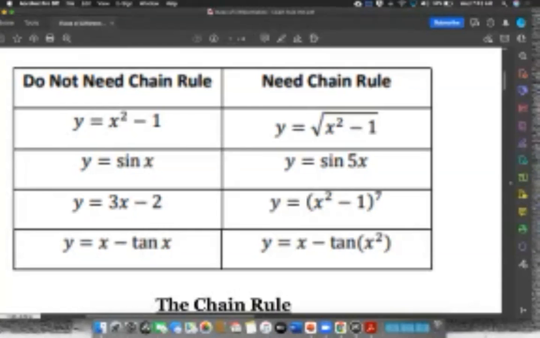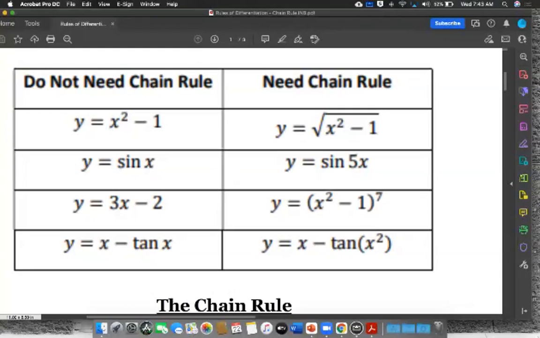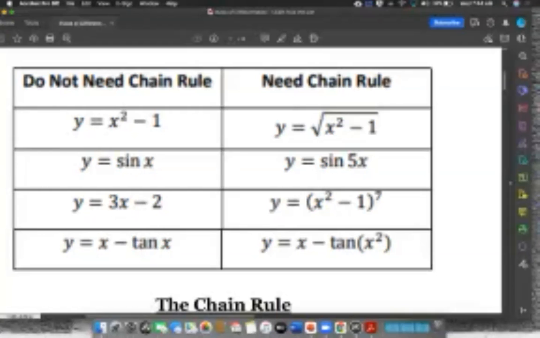Yeah, that's the inside function. What would be the outside function? The square root of x squared minus 1, right? The square root of x squared minus 1 is the outside function. The one on the inside is x squared minus 1.